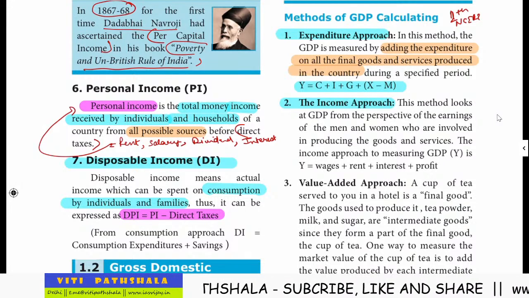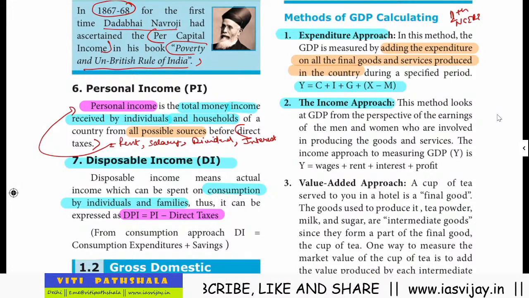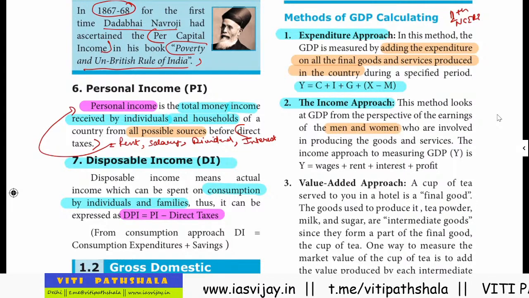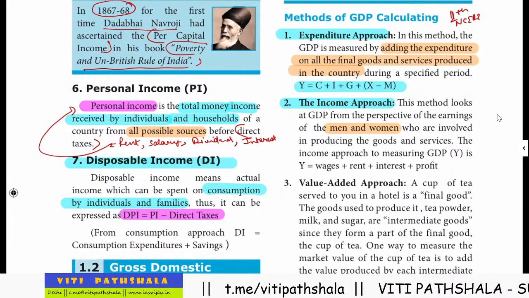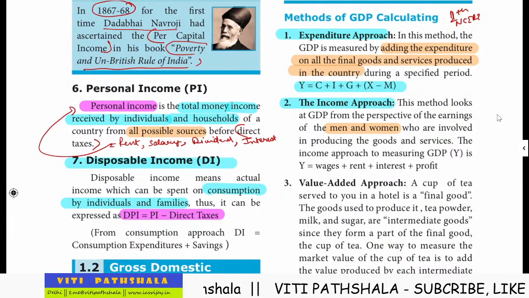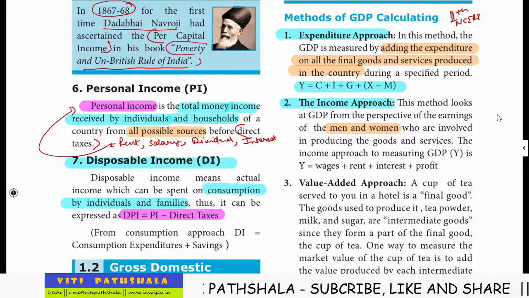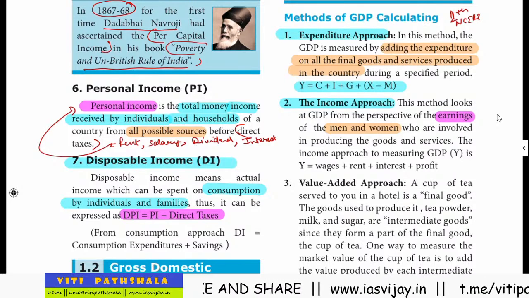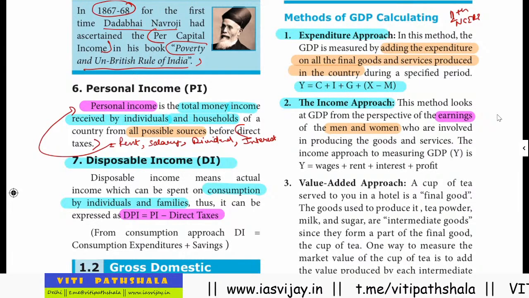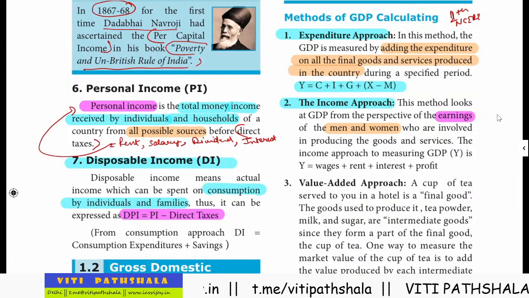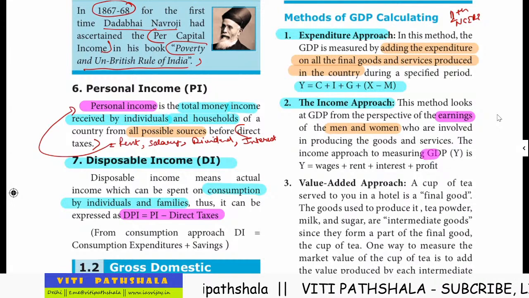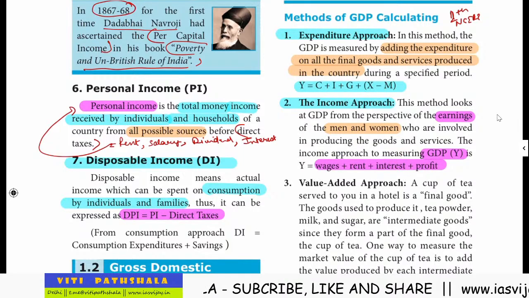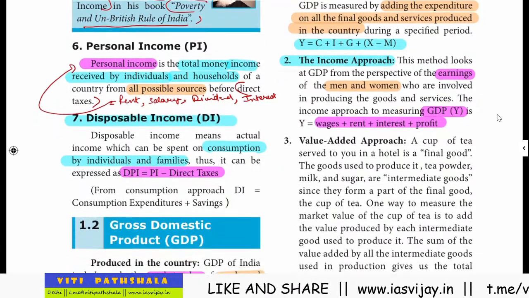Now this method looks at the GDP from the perspective of the earnings of the men and the women who are involved in producing the goods and the services. So here the earning is calculated. The keyword here is that the earning or the income is taken into account. Now the income approach is measuring the GDP, that is the Y. So wages, rent, interest plus profit all would be your income approach.